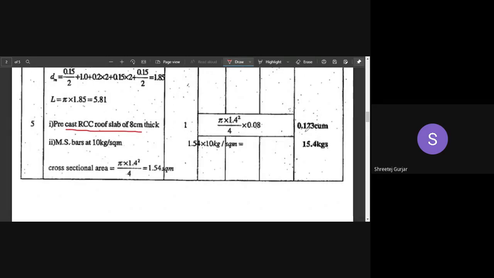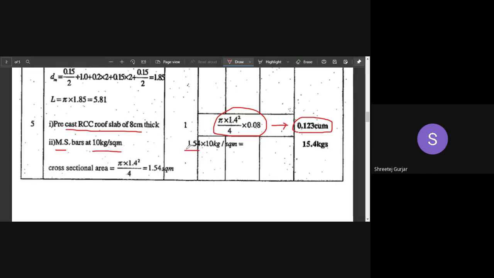The precast roof slab quantity we had calculated was pi by 4 into d squared into 0.08. That quantity is 0.123 meter cube. Okay, so now we need to calculate the steel. We will assume that we are using mild steel bars at 10 kg per square meter.